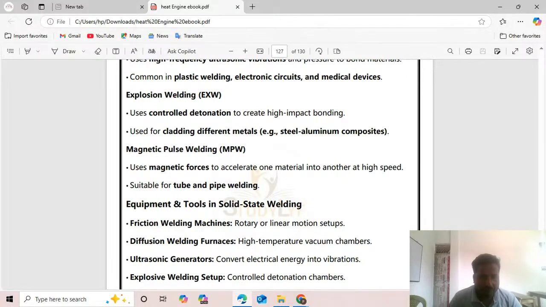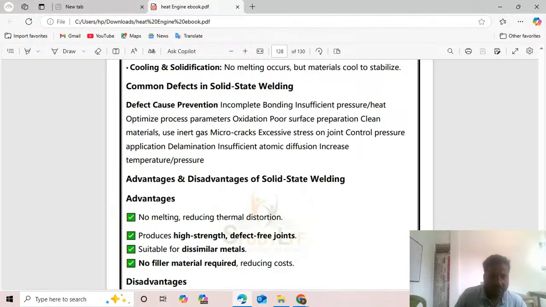Equipment and tools in solid state welding: friction welding machines with rotary or linear motion setup, and diffusion welding with high temperature vacuum chambers. Welding techniques and defects: the cause of incomplete bonding is insufficient pressure or heat, and prevention is optimized pressure parameters.